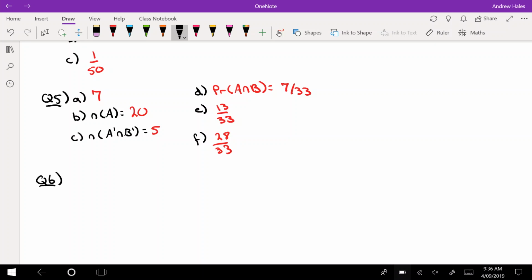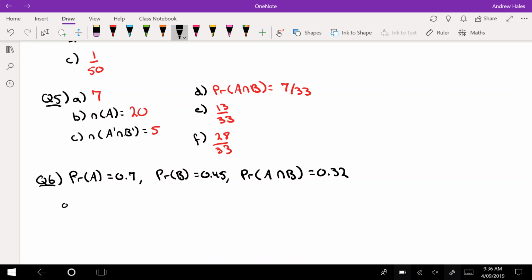Question 6. Two events A and B are such that the probability of A is equal to 0.7. The probability of B is equal to 0.45. And the probability of A intersection B is equal to 0.32. So question 6a asks us to find the probability of the union.